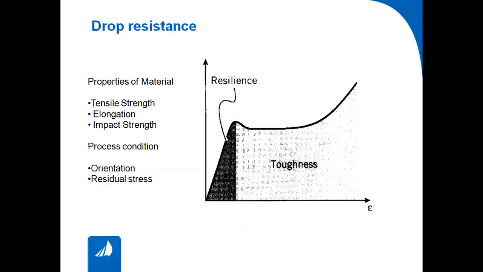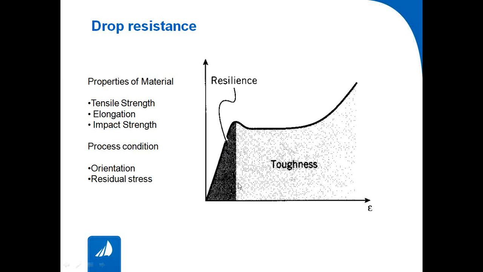Then there is something called drop resistance. Drop resistance, as I said, is an impact load that comes in, and if you plot a material, you will get a curve like this, where this side is strain and this side is stress. Up to this level, when you are loading this material, there is a deformation happening. But if you release that load, it goes back. So this is the elastic limit.